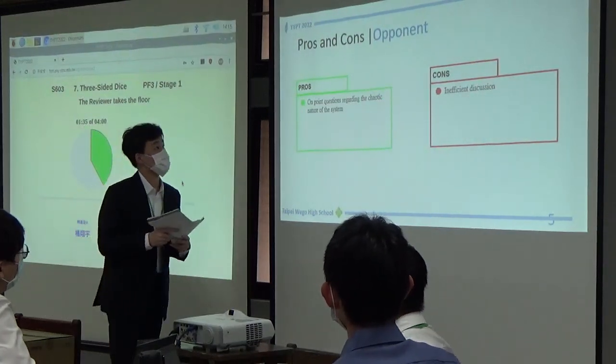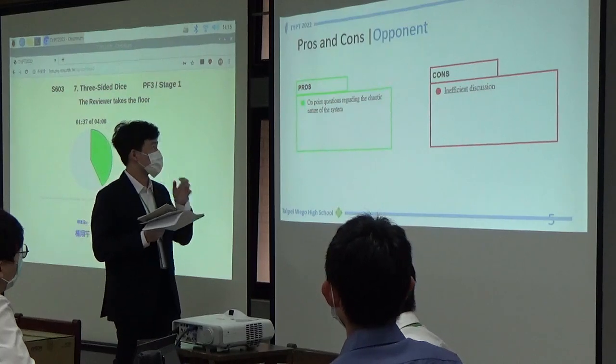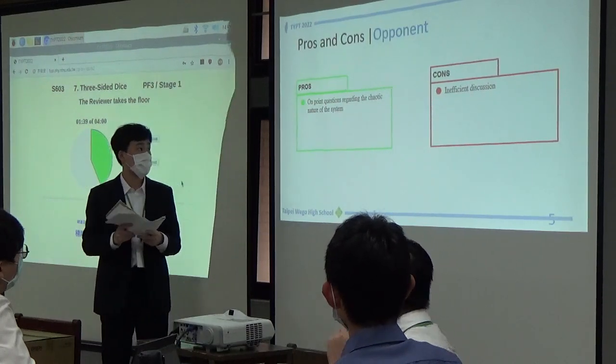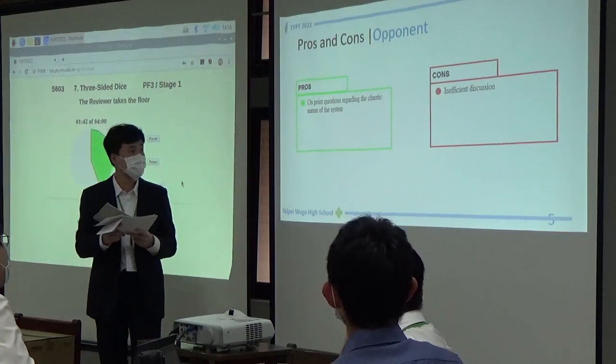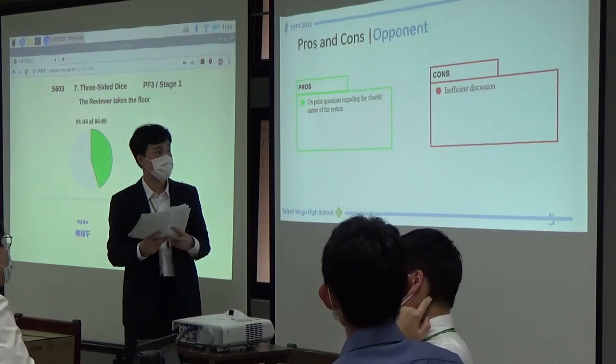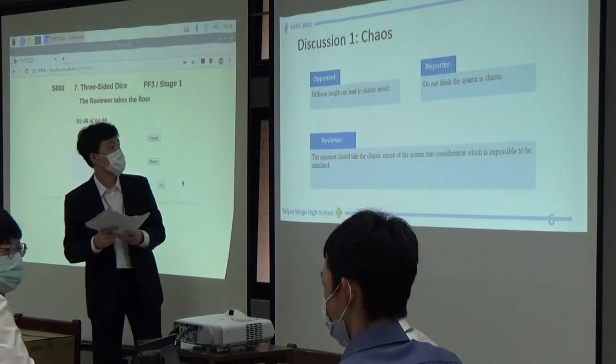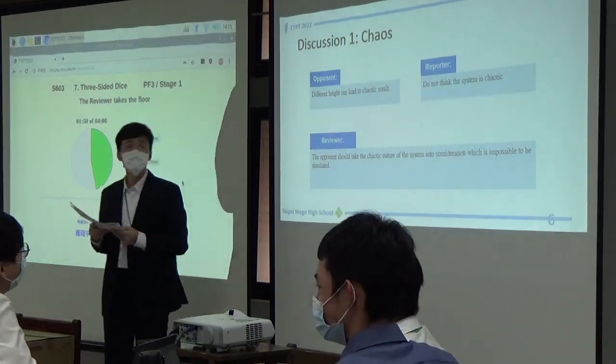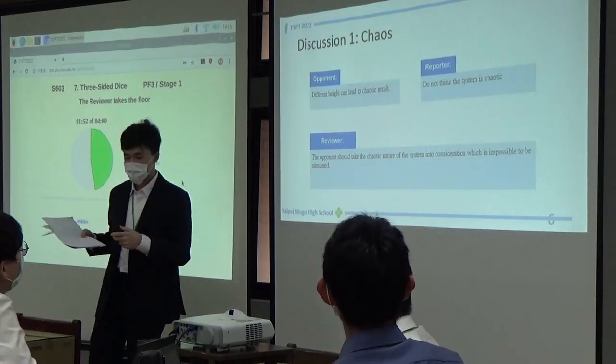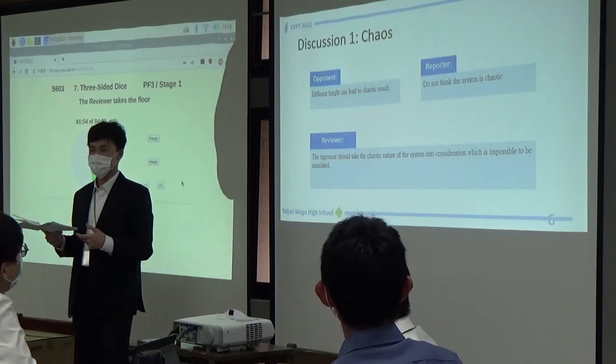And here are the pros and cons of the opponent. The pro is that they have an on-point question regarding the chaotic nature of the system, and the con is inefficient discussion. Here is a summary of their discussion. The first discussion was about whether this is a chaotic system or not.